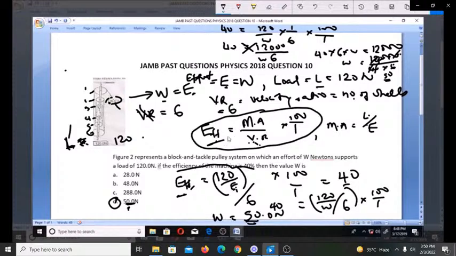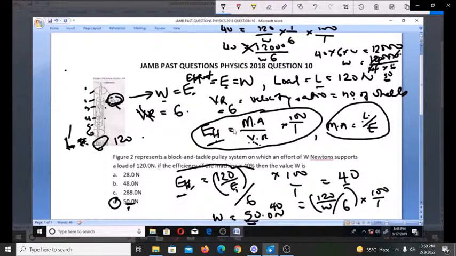Efficiency equals MA over VR times 100 over 1. Also note that mechanical advantage MA is equal to L over E, load over effort. This is the load here, and this is the effort that you're making to carry this load. MA equals load over effort. Now, note that VR is the same as the number of wheels in this pulley system.